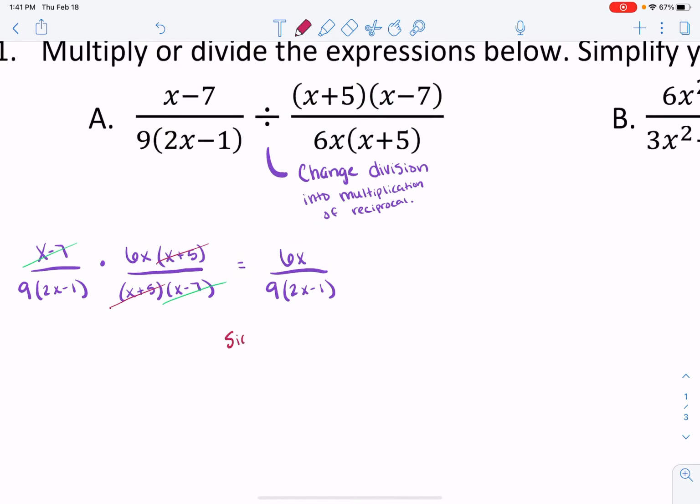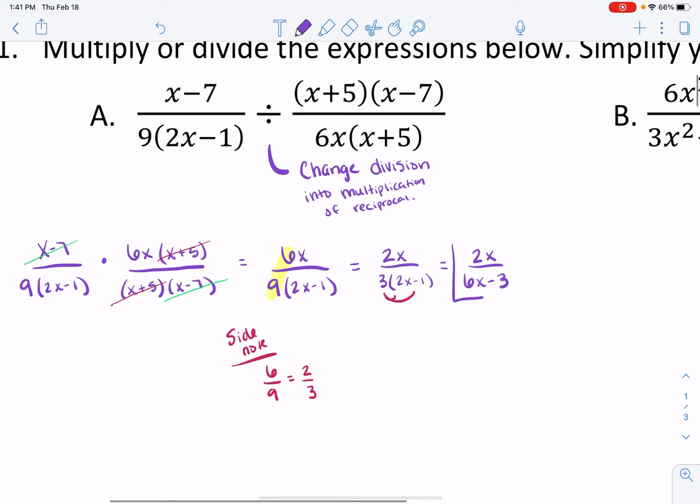Little side note, 6 over 9 reduces to 2/3. So I can change the 6/9 to be 2/3, well, 2x over 3 times (2x minus 1). From there we can distribute, so we're left with 2x over 6x minus 3. And that is our final answer.